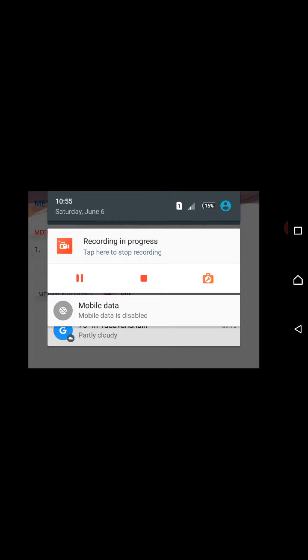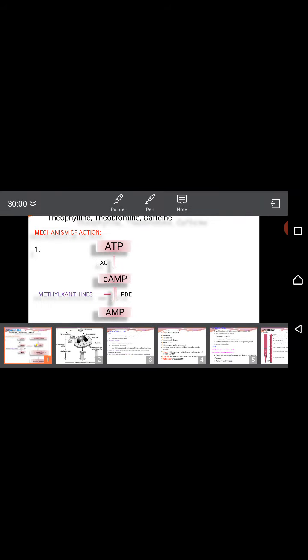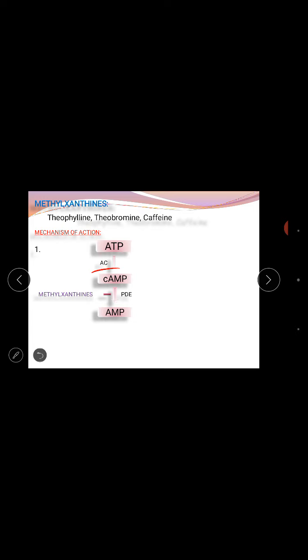Coming to the mechanism, ATP gets converted into cyclic AMP by adenyl cyclase enzyme, and this cyclic AMP gets converted into AMP, adenosine monophosphate, by phosphodiesterase enzyme. When you give methylxanthines, they block this phosphodiesterase enzyme. So the cyclic AMP level will be more.